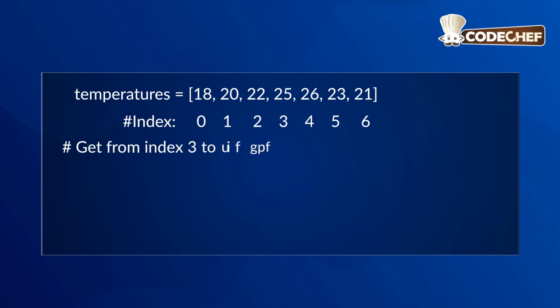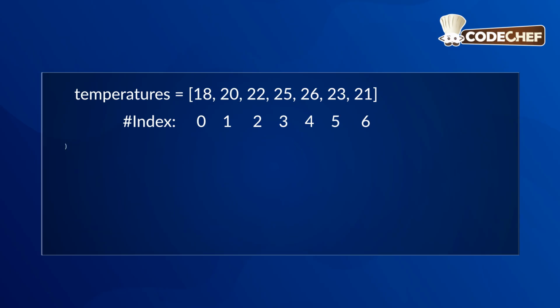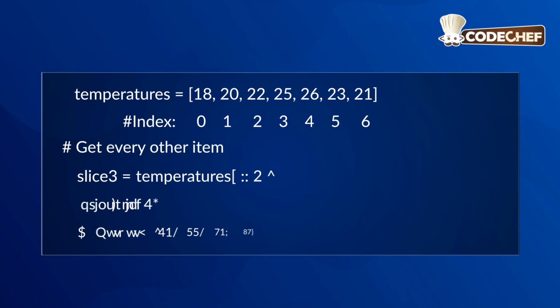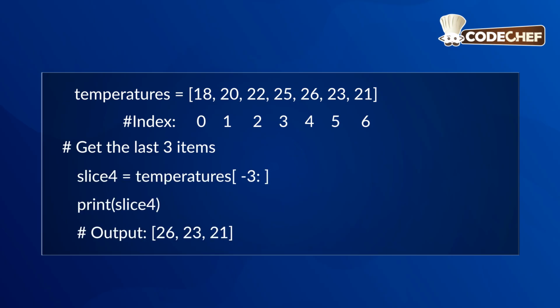What if we want all the temperatures from Thursday to the end of the week? We can just leave the stop index blank. Now, let's use a step. To get every other temperature, starting from the beginning, we use 2 colons. We can also use negative indices to slice from the end of the list. To get the last 3 temperatures, we can slice from index -3 to the end.